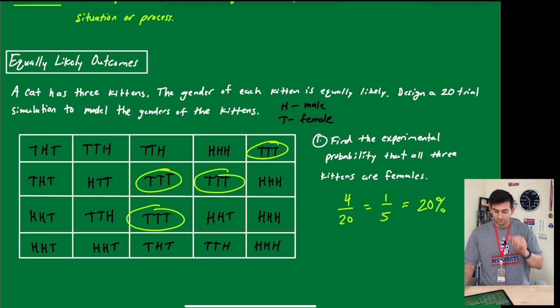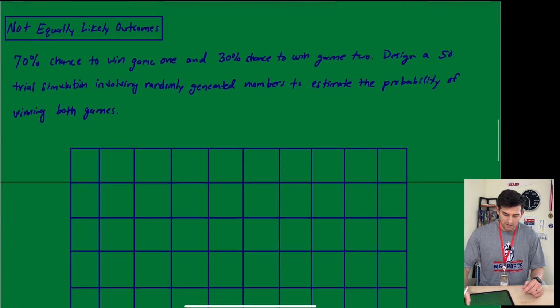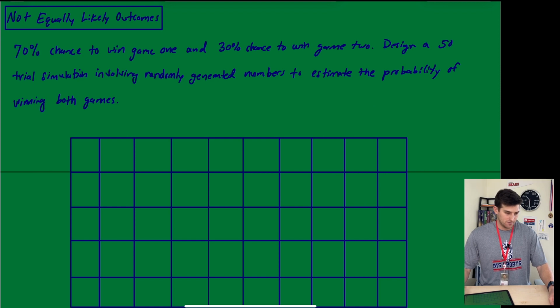20% would be our experimental probability that this cat is having 3 female kittens. Now, if we kept doing this, it's probably not going to be exactly 4 out of 20 every single time, but it should be somewhere in the ballpark of 20%. It's an experiment, we're estimating; that's how we can use a simulation. All right, now let's talk about not equally likely outcomes.